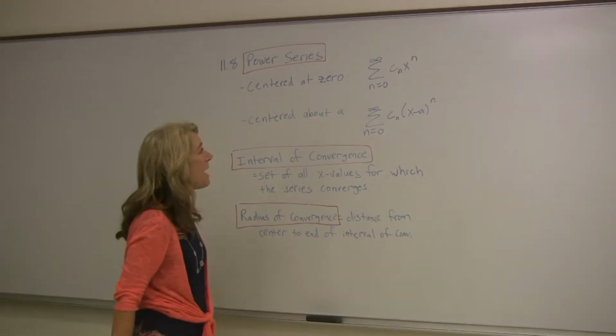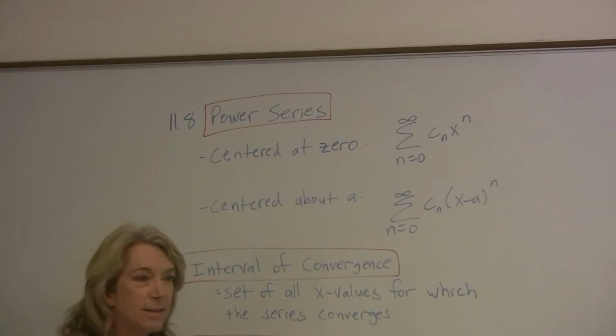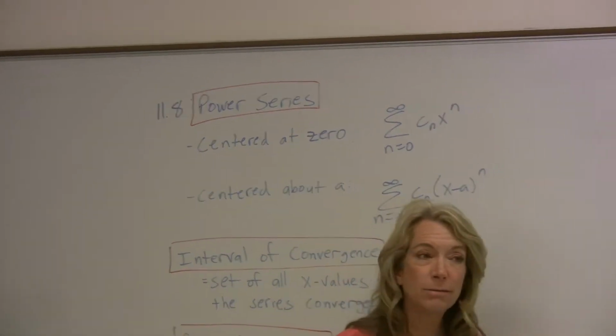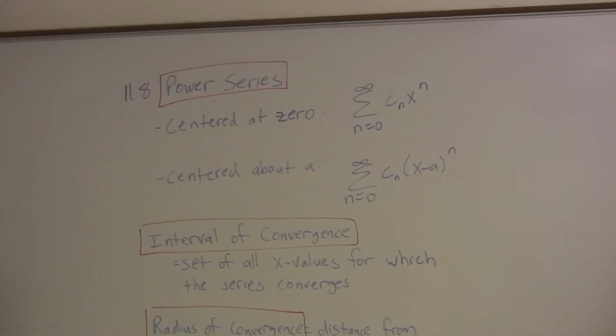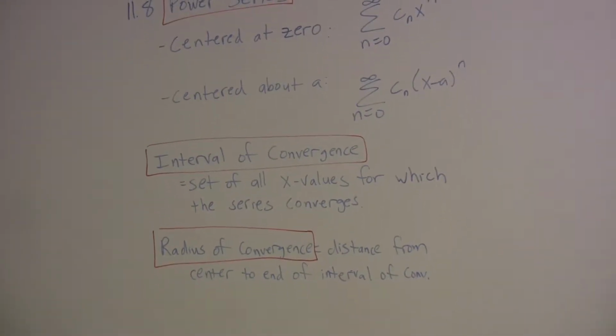Okay, a power series, here's my definition of power series. It's an infinitely long polynomial. You know how you can have a third degree polynomial that goes up to the x to the third, or you can have a seventh degree polynomial that goes up to x to the seventh. A power series is infinitely long, it just keeps going. It has x to the 1, x to the 2, x to the 3, and it goes on forever.